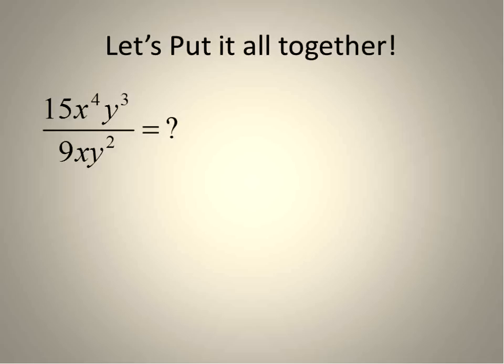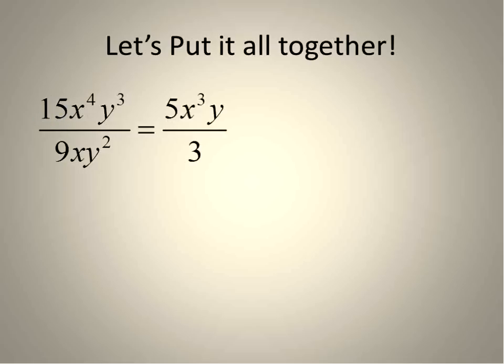And let's apply that to what we've learned. We have 15 over 9. See that? We can take our 15 over 9 and reduce it down. I'm going to take out a factor of 3 from each of those. 15 divided by 3 is 5. 9 divided by 3 is 3. And then I look at my variables. I have 4 x's on top, 1 on the bottom. I can get rid of 1 from each. I have 2 y's on the bottom, 3 on the top. I can get rid of 2 from each. And I would end up with this final answer.